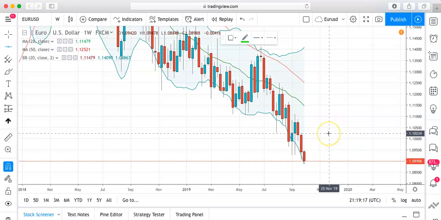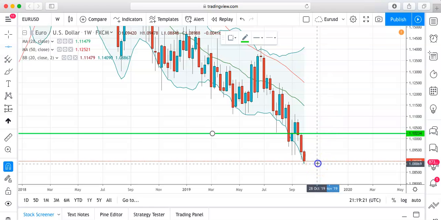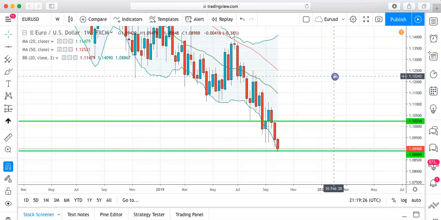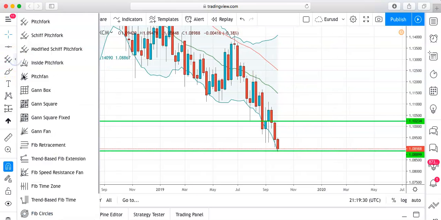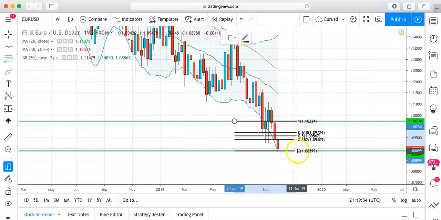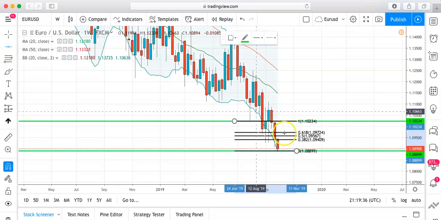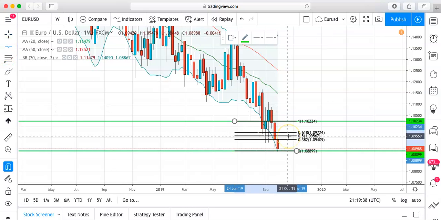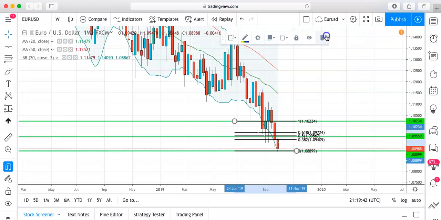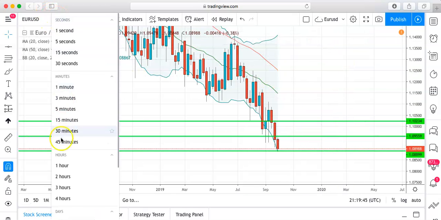So I want to put my point of resistance right there. I'm going to put support right down here. Okay. Now I'm gonna grab my Fibonacci retracement. Go from this point of resistance down to support. Once I figure that out, I'm then gonna put another horizontal line at the 50%. Delete this. Go down to the daily chart.